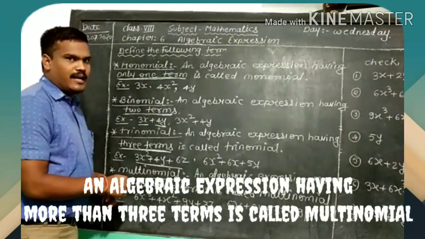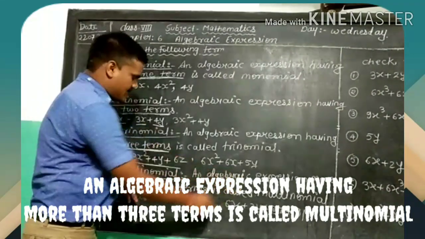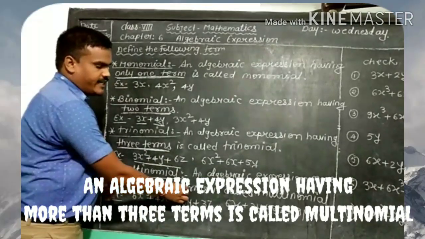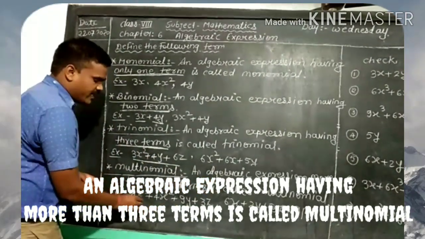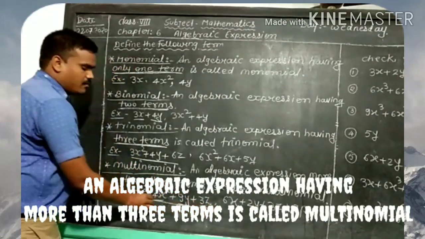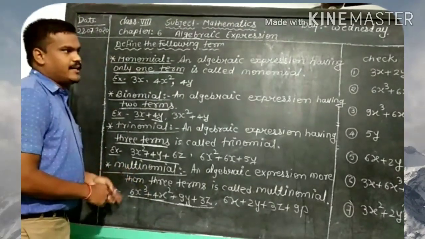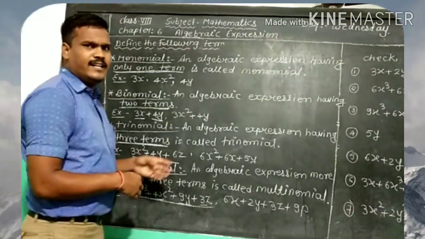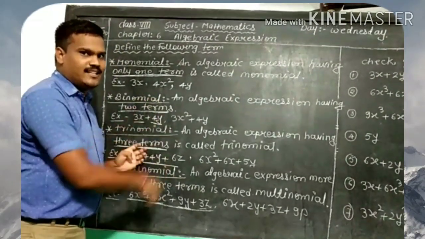And last, multinomial. Multinomial means having more than three terms. An algebraic expression with more than three terms is called a multinomial. If you count here, one term, two terms, three terms, four terms, total more than three terms, hence this is called a multinomial. Once again, quickly revise what you have learned in this part.